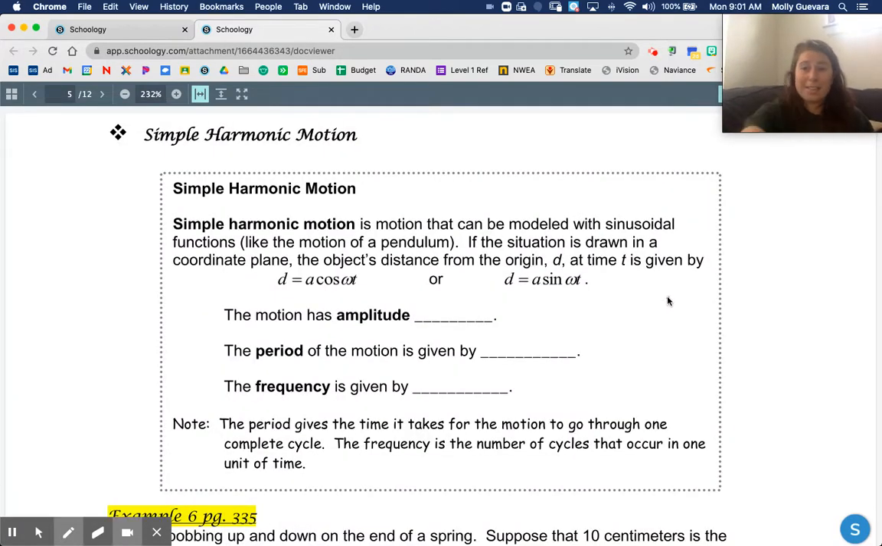Okay, so the last thing we're going to look at is simple harmonic motion. Again, these are motions that can be modeled with a sine wave.